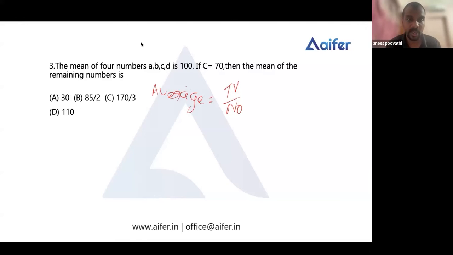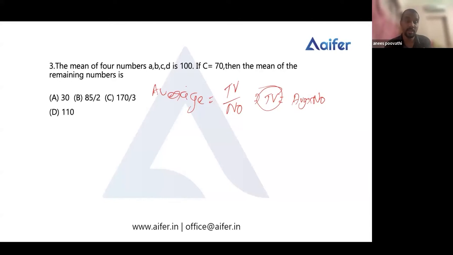From this basic equation we can conclude that total value is equal to average into number of observations. So we can say this is the total value concept. The total value concept means that the product of average and number of observations gives you the total value.